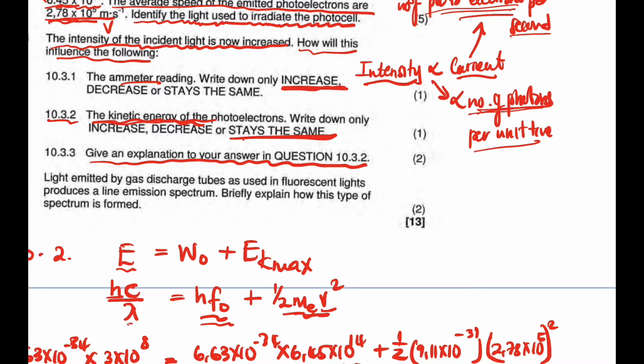That's what it influences. And then another thing you will say is that the intensity does not influence the kinetic energy. It won't influence the kinetic energy. It influences these two things. You can state one of them, and then you say it does not influence that. So the only thing that influences the kinetic energy is the energy of the light, or the frequency.